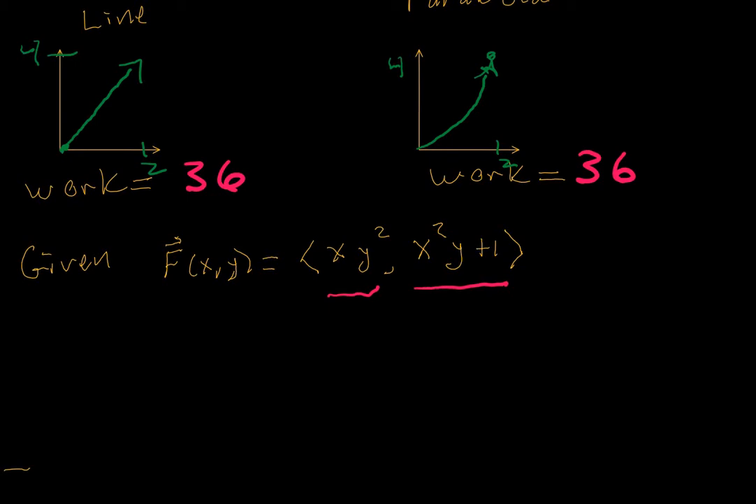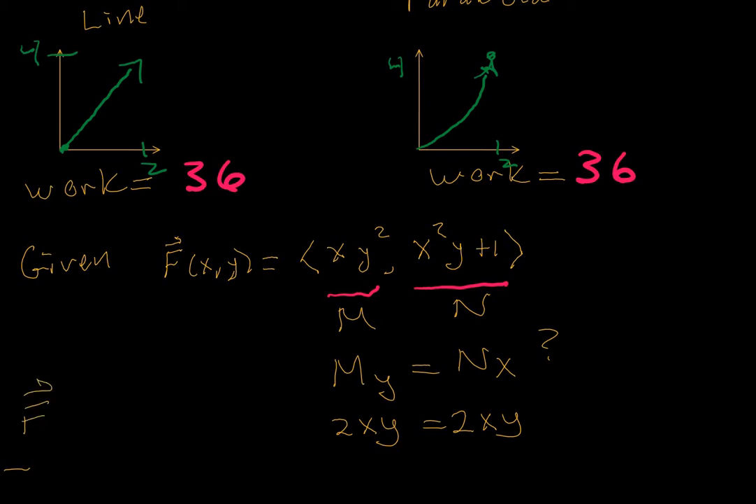The vector field in this case has components M and N. And if we look at this the way we did a couple of days ago in class, M with respect to y is equal to 2xy, and N with respect to x is also equal to 2xy. If these are equal, then that's a conclusion we've had before. That means the vector field F(x, y) is conservative.